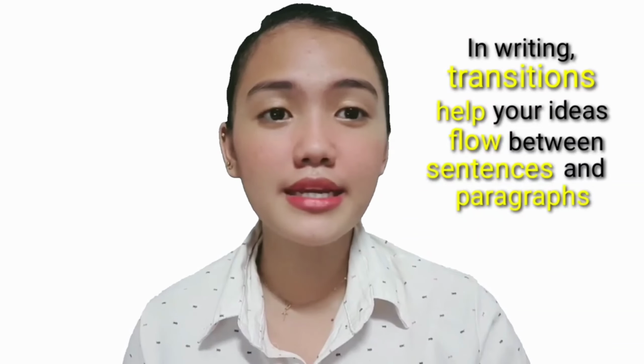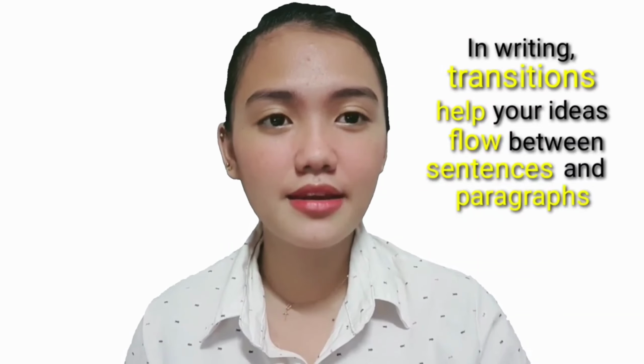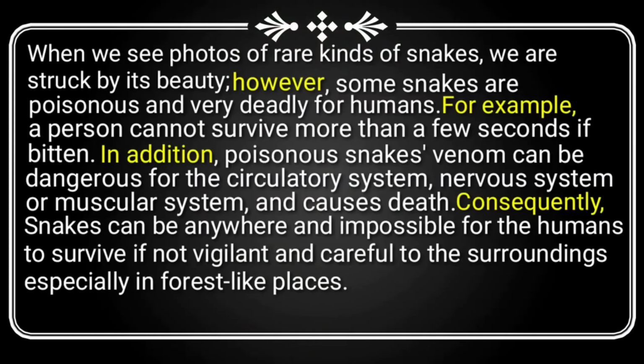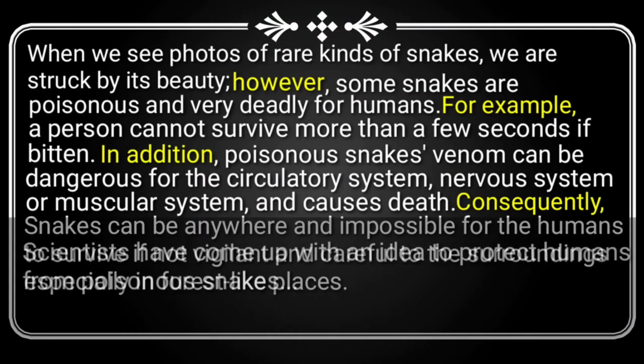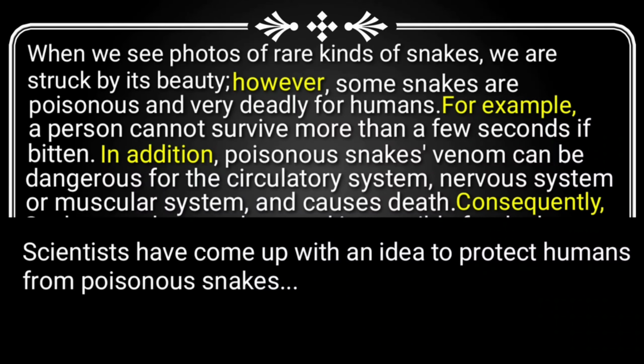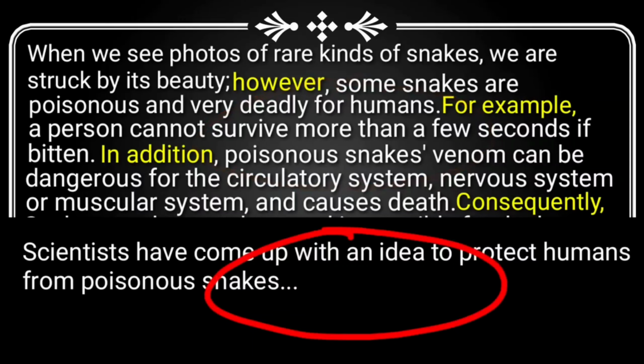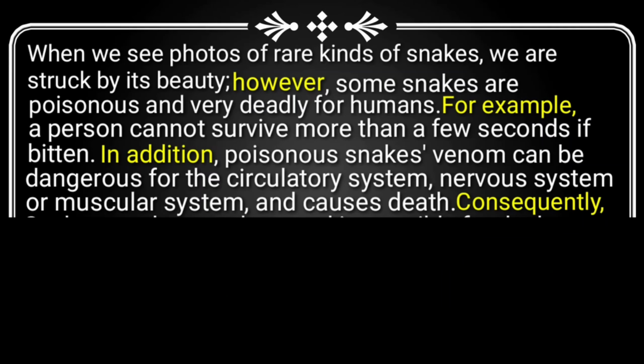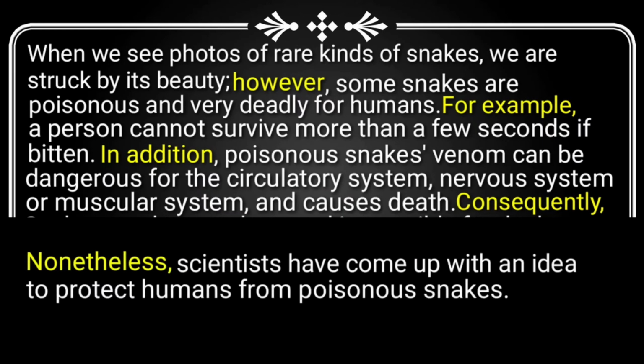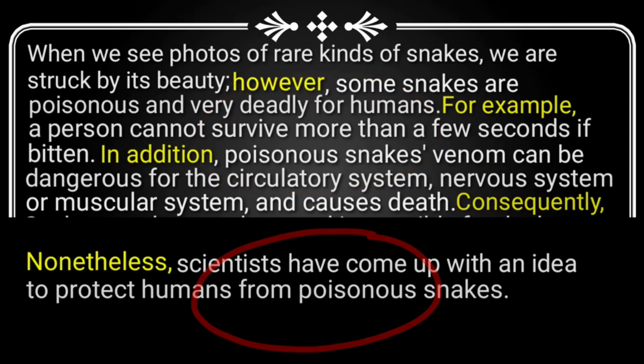They help to make your ideas flow between sentences and between paragraphs. Let's say your next paragraph was, scientists have come up with an idea to protect humans from poisonous snakes and so forth. Well, the first paragraph says snakes are very deadly and harmful for humans. This next paragraph is actually saying it's not all bad news. We can use a transition here to connect paragraphs. This shows the contrast between all of the first paragraph and the second paragraph.